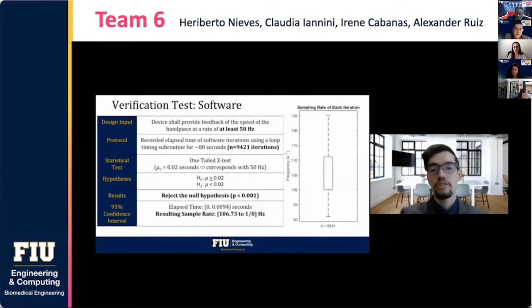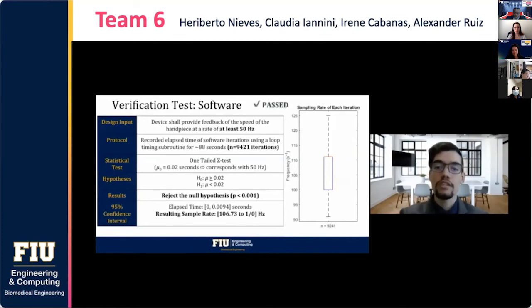Now, achieving the sample rate design input would allow the Dreams to output at least two samples in the amount of time it takes the collagen of the skin to contract during resurfacing. To test this, the elapsed time of more than 9,000 iterations was recorded in the program. A one-tailed z-test showed that the difference between the mean elapsed time and the test statistic was statistically significant. Thus, we can reject the null hypothesis, indicating that a sample rate of greater than 50 Hertz was achieved and that the test was passed.